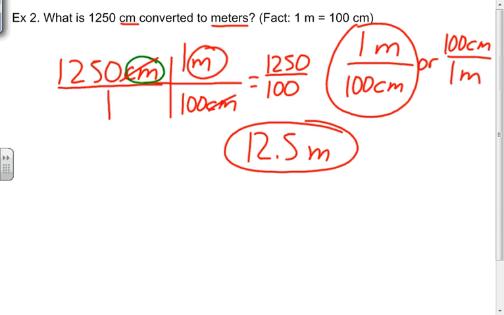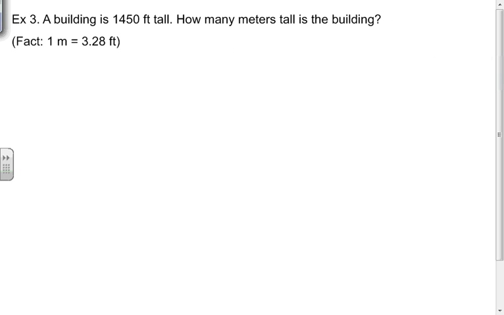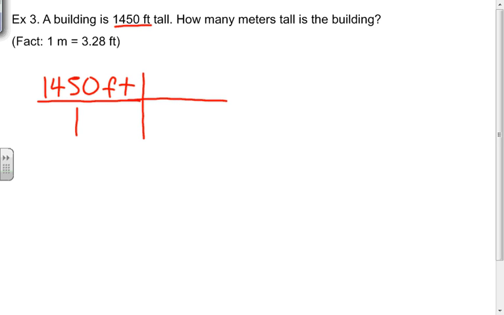Let's look at another one of those. A building is 1,450 feet tall. How many meters tall is the building? So we're going to start with what they tell us. 1,450 feet. That's a whole number, so I'm going to put it over 1. It tells me that my fact is that 1 meter is equal to 3.28 feet. So I need to figure out how to write that fraction.